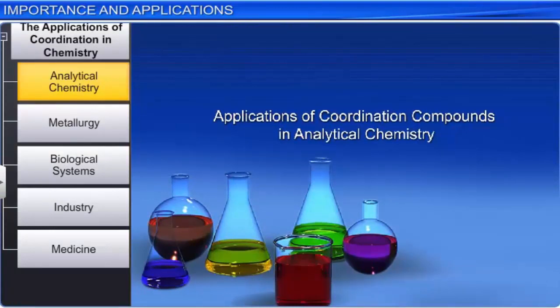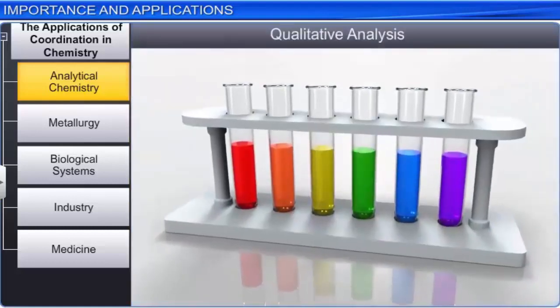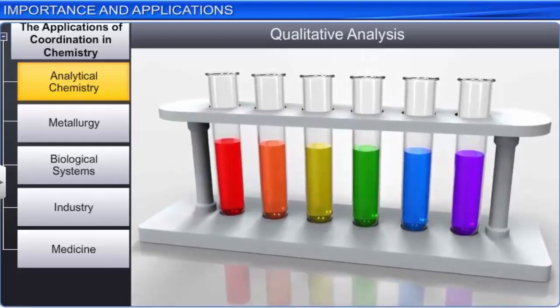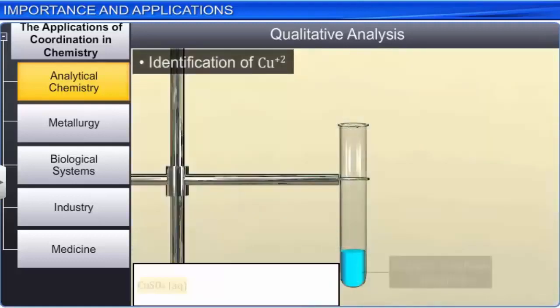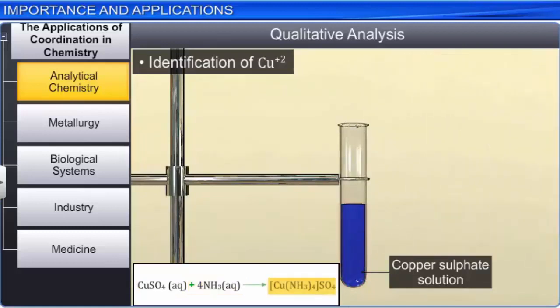Coordination compounds find application in qualitative as well as quantitative chemical analysis. If you look at the qualitative methods of analysis, complex formation is of immense importance in the identification and separation of most inorganic ions. For example, when copper sulfate solution is mixed with aqueous ammonia, a deep blue complex soluble in water is formed. This reaction is used to detect cupric ions in the salt.